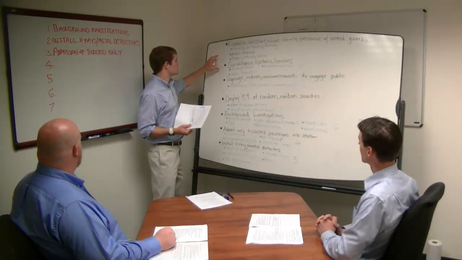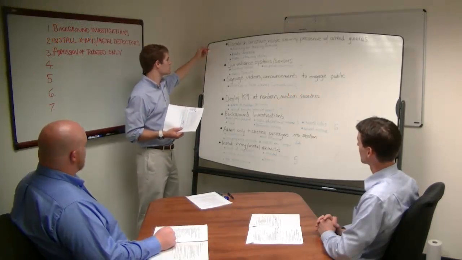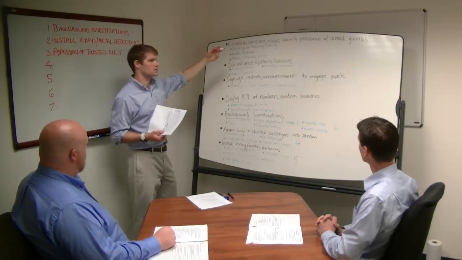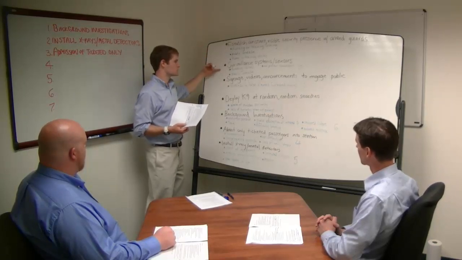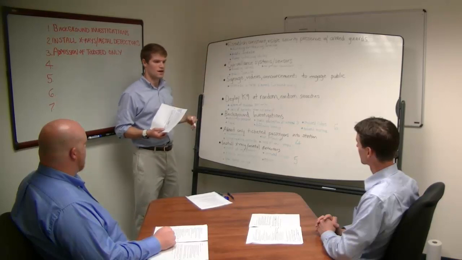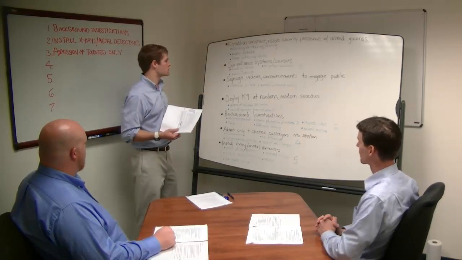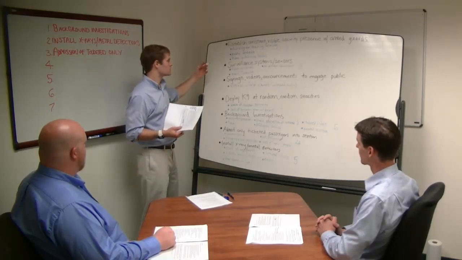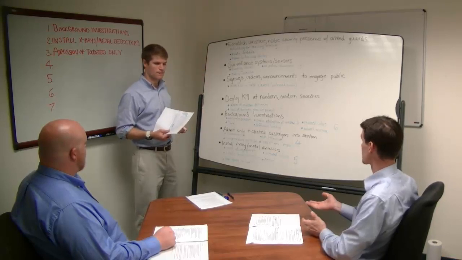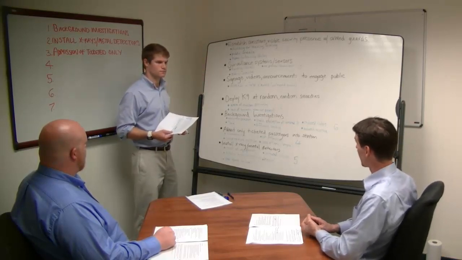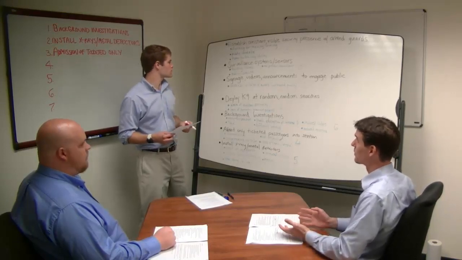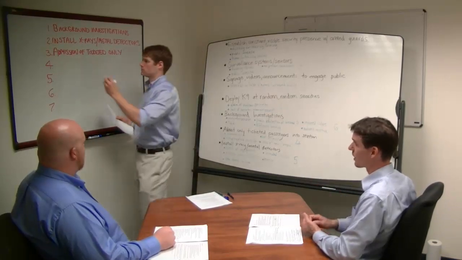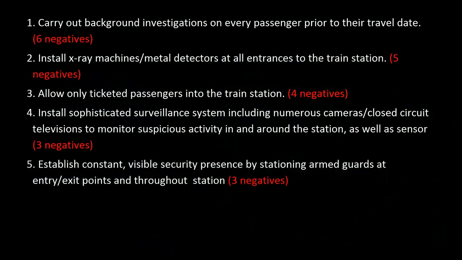So next we have these 2 solutions that we came up with, the constant visible presence of armed security guards, and then also the surveillance systems and sensors. They both have 3 negative aspects associated with them. So we need to come up with a way to break this tie. What else could we consider to help us rank these 2? Well, since both options are going to be expensive to implement, I think surveillance systems should probably go a little higher on the list because they aren't necessarily a proven deterrent for terrorism, whereas armed guards are. I'd agree with that. So that'll be followed with the armed guards.